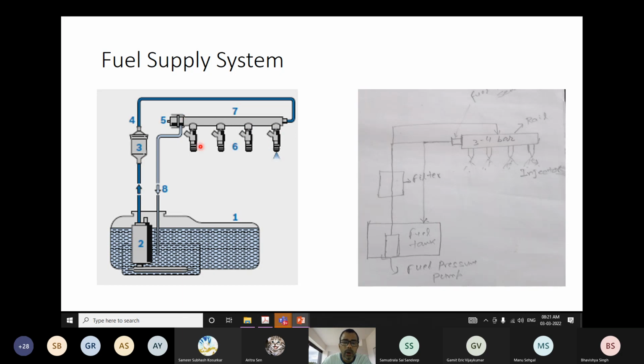In the fuel rail, all the injectors are connected, and the rail is nothing but an accumulator and reservoir in which the fuel is maintained at a pressure of around 3 to 5 bar. For a given engine, the fuel pressure in this rail is constant. So once the pressure is constant, how much fuel is injected depends upon how long the injector is in the open condition. If there is some excess fuel from the injector or the rail, some part of the fuel also goes to the return line.